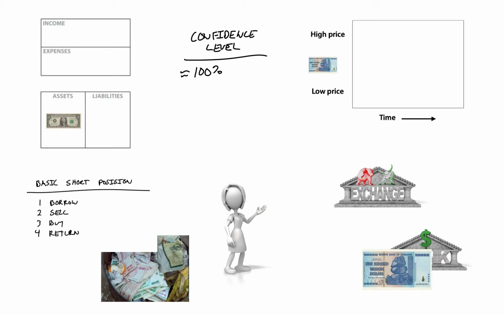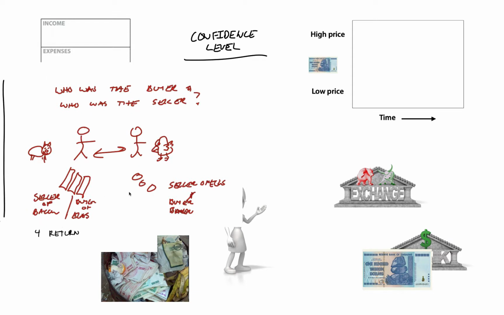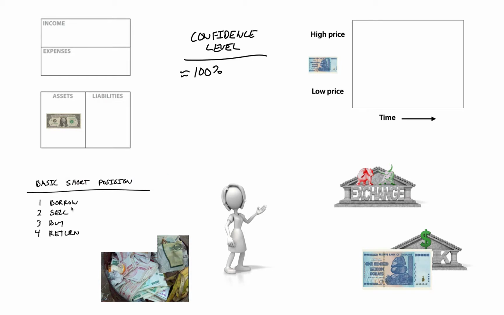Buying and selling. Really think about that. Bacon and eggs. The bacon, he was a seller of bacon and he was a buyer of eggs. This guy was a seller of eggs and a buyer of bacon. And that's how it works. So here we were, a seller of the Zimbabwe dollar and a buyer of the US dollar.